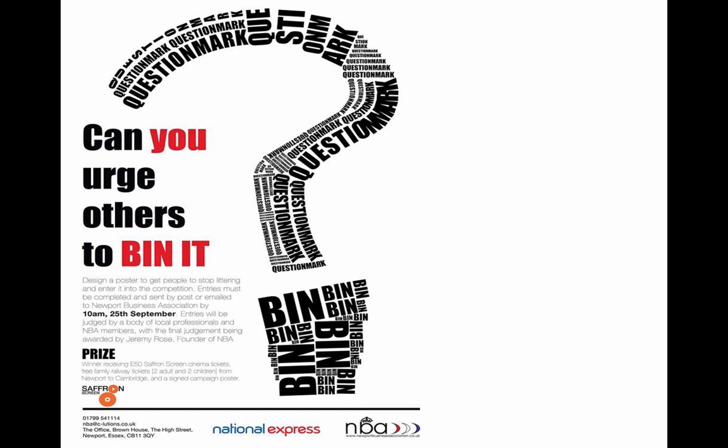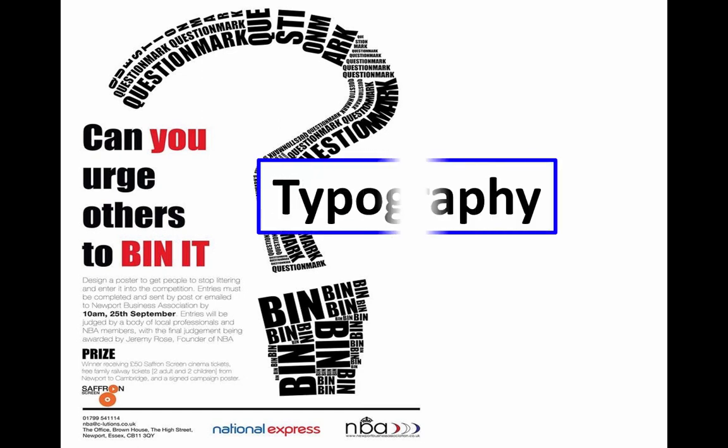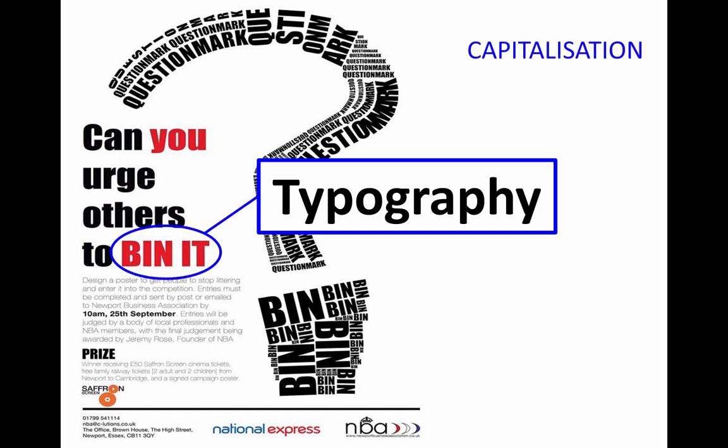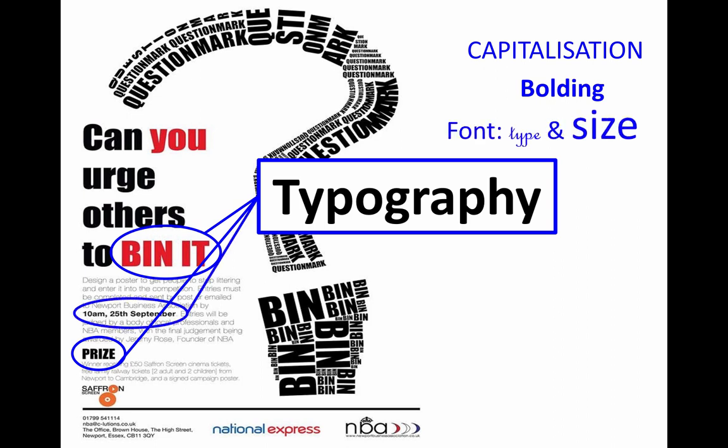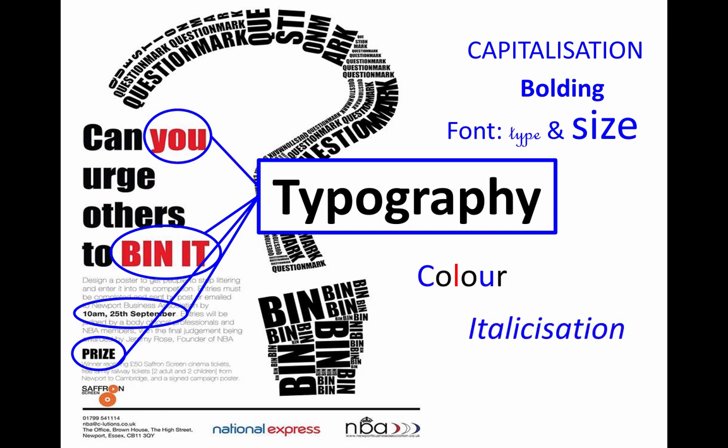Next, the third feature is typography. Typography in this case refers to capitalization, bolding, font size and type, font color, as well as italicization. In this case, typography can also be words that take the form of an image. So essentially, it means how the words are presented on a page.